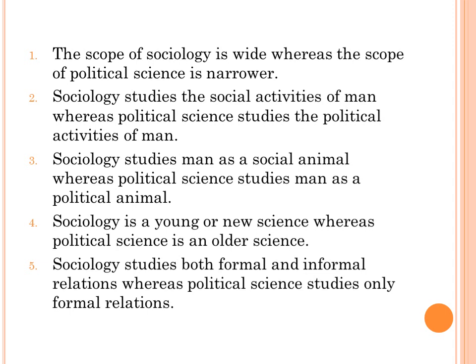Next, sociology studies man as a social animal, whereas political science studies man as a political animal. Next, sociology is a young or new science, whereas political science is an older science. Next, sociology studies both formal and informal relations, whereas political science studies only formal relations.